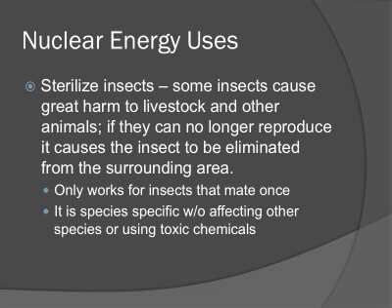Another use is to sterilize insects. Some insects cause great harm to livestock and other animals, so we need a way to get rid of them. But pesticides are bad because they contaminate the crops. They can make animals sick. They can make people sick. They're very toxic, so we don't want to use those. So we've had to beat around the bush to try to control our pests a little bit. For instance, I think they talked about a type of fly in the book.